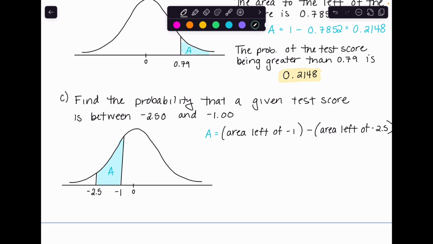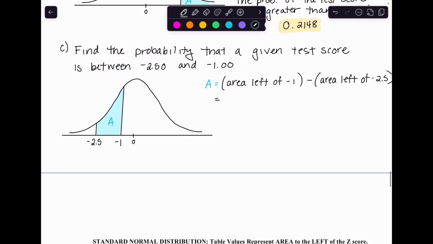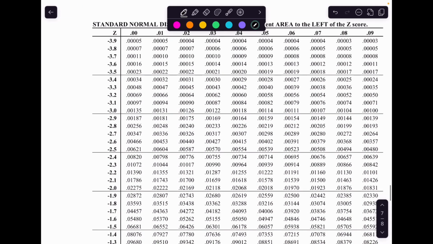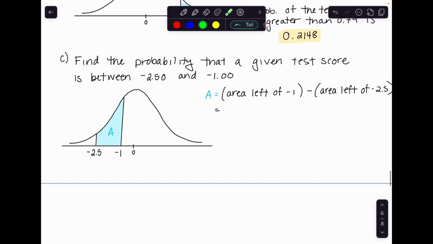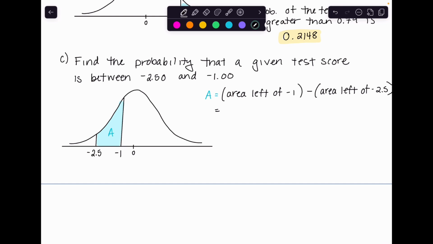So that's exactly finding the z-scores for each of these. The area to the left of negative 1. Well, I go to my chart and I go to negative 1 and I need negative 1.0, so it's exactly this. So rounding that is 0.1587. So the area to the left of negative 1 is 0.1587.